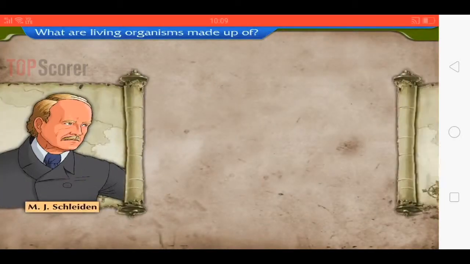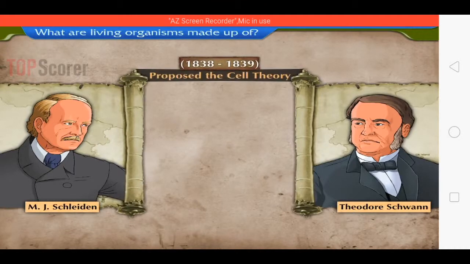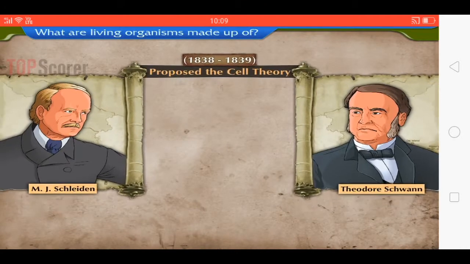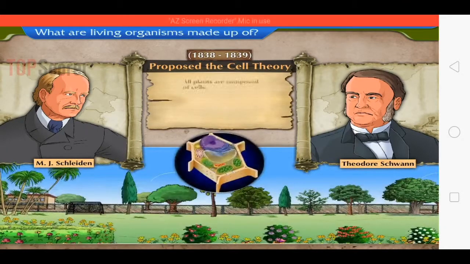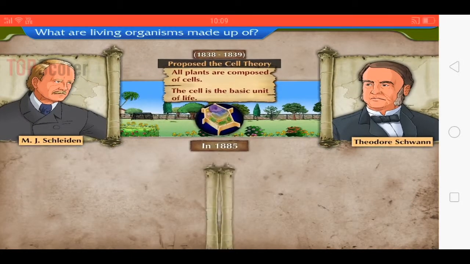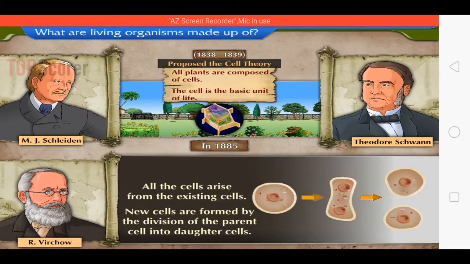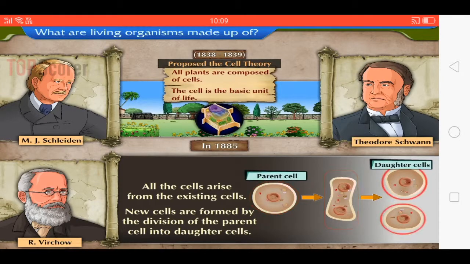M. J. Schleiden and Theodore Schwann, in 1838 to 39, proposed the cell theory. According to this theory, all plants are composed of cells. The cell is the basic unit of life. In 1885, R. Virchow modified this theory, saying that all cells arise from existing cells. New cells are formed by the division of the parent cell into two daughter cells.